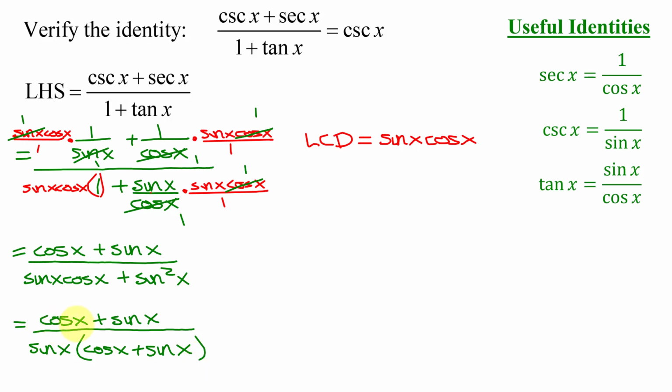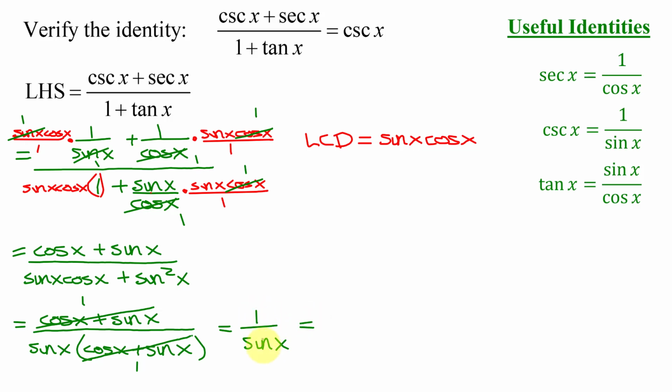Now, the numerator is equal to this expression in the parentheses, so I can reduce the whole numerator with that parentheses. And don't forget, what do I get left with in the numerator? It's 1. Divided by sine x times 1, which is just sine x.